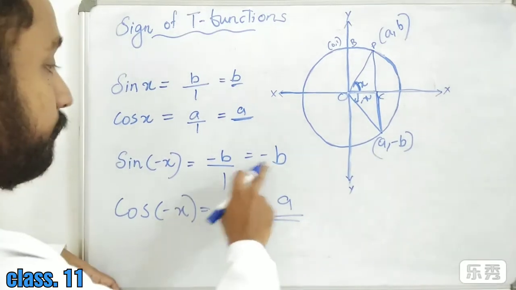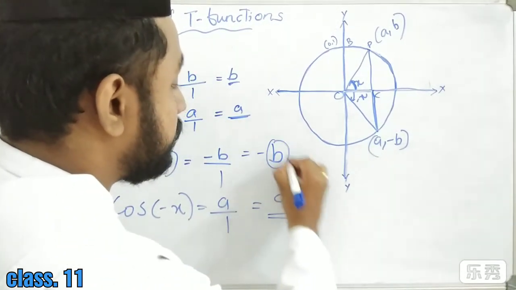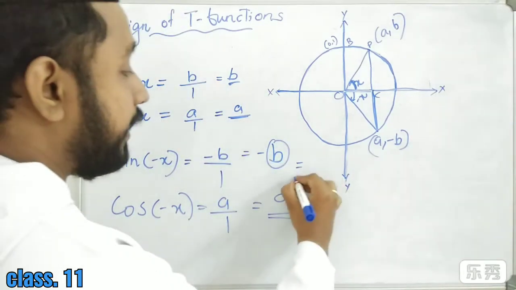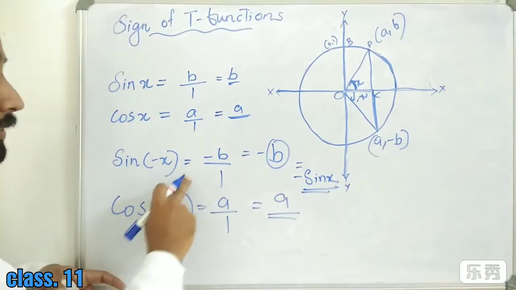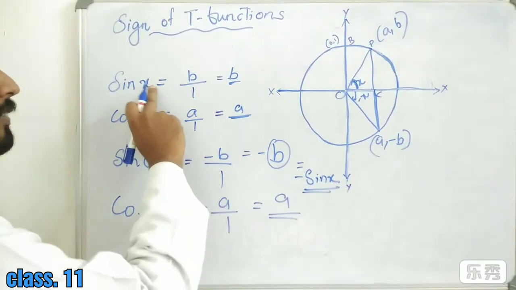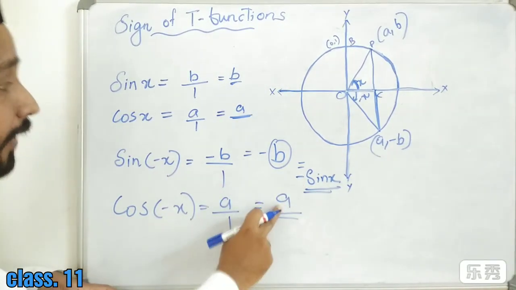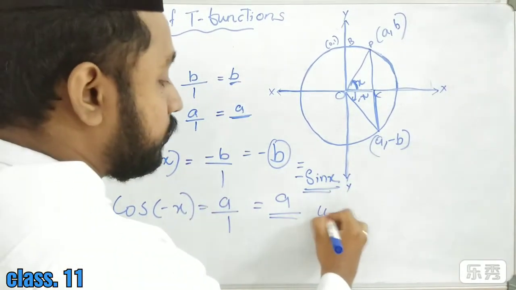So instead of b, I write sine minus x is equal to, instead of this b, I write sine x. Since sine x is b, therefore minus sine x. So sine minus x is equal to minus sine x. Cos minus x is equal to a and cos x is also a. Therefore cos minus x is equal to cos x.